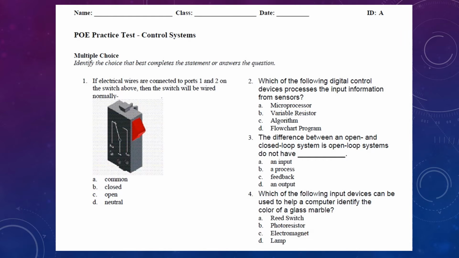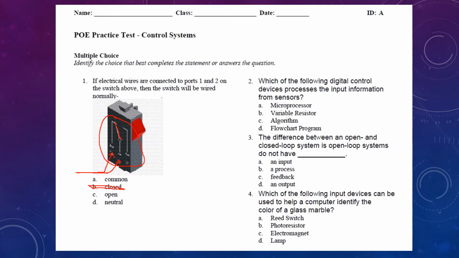Control systems. If electrical wires are connected to ports 1 and 2, the switch is going to be wired normally what? So if you look close here, they're saying if a wire is plugged in there and there at the same time, what type of switch is that going to be wired as? So if you look up here, this diagram they've given here, if you're just plugging into ports 1 and 2, this switch is going to be in the closed position. So that is going to be a normally closed switch. If it was in ports 1 and 3, then it would be normally open.